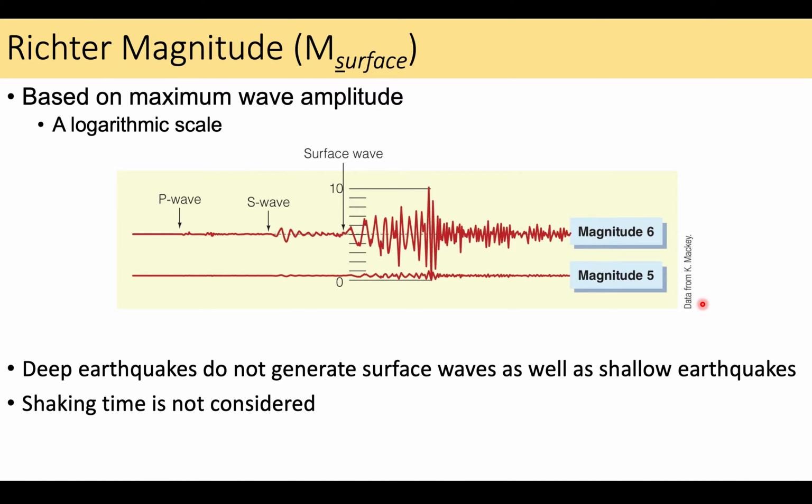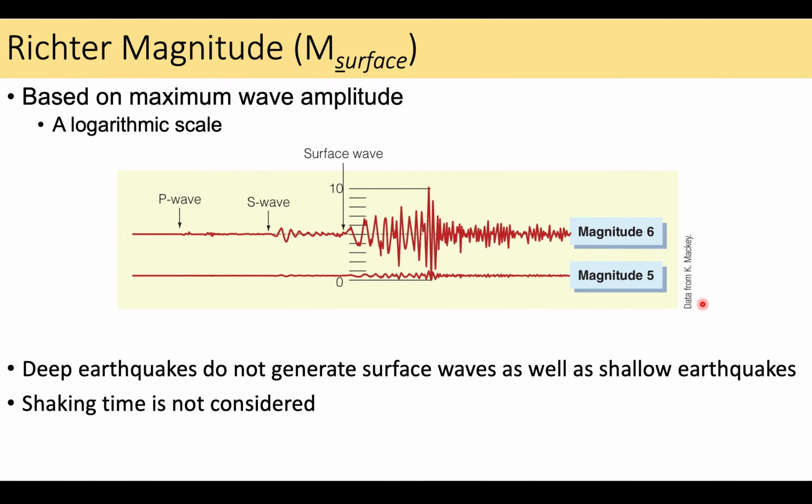So the Richter magnitude scale is based on the maximum amplitude of the seismogram. So this is a more quantitative measurement. We're actually looking at the magnitude of the shaking of the measurements.